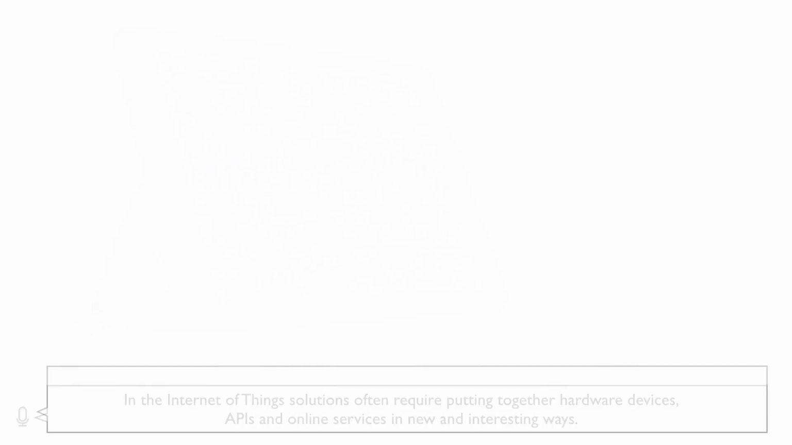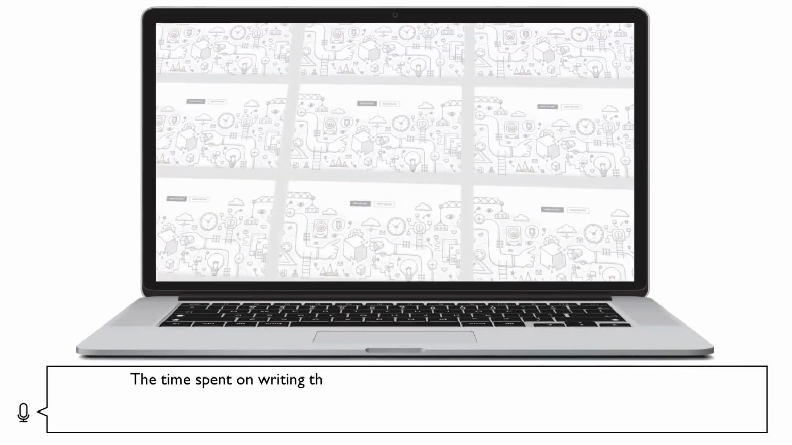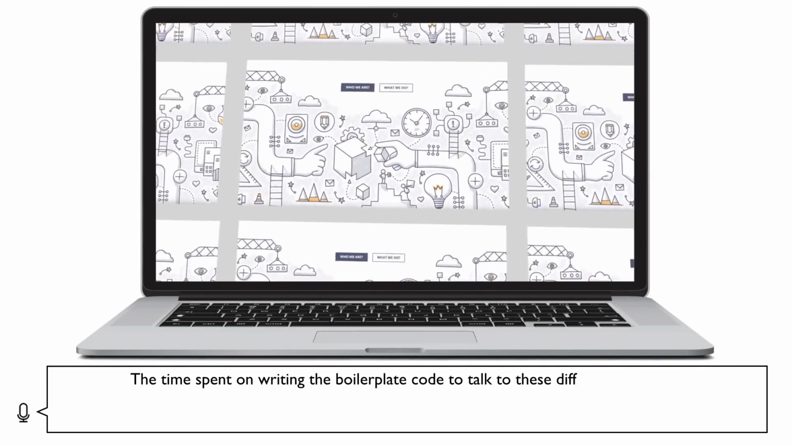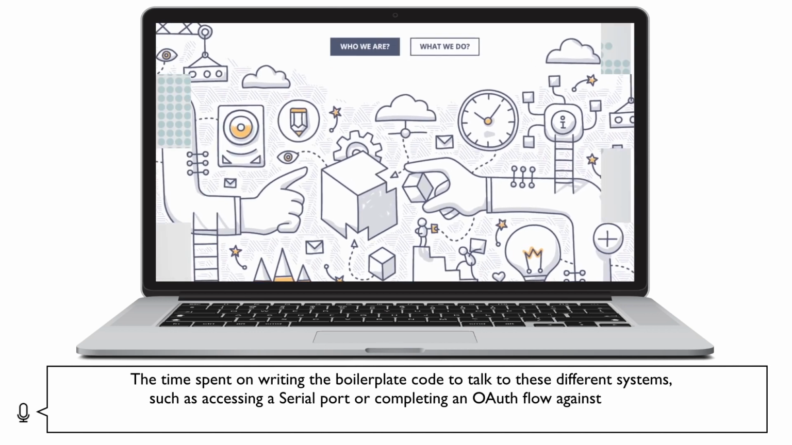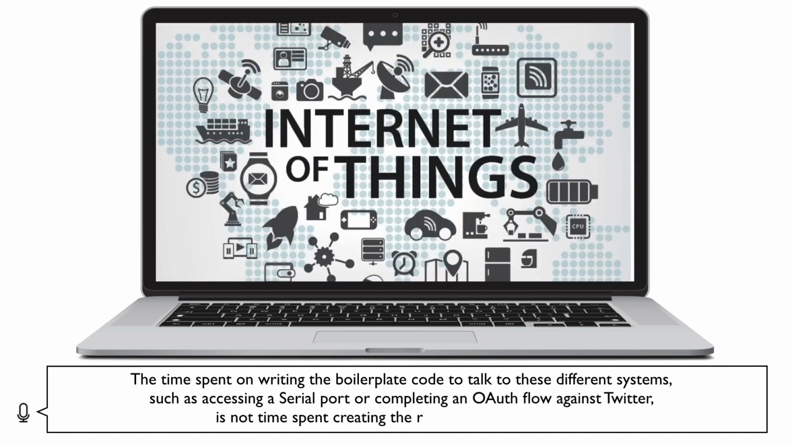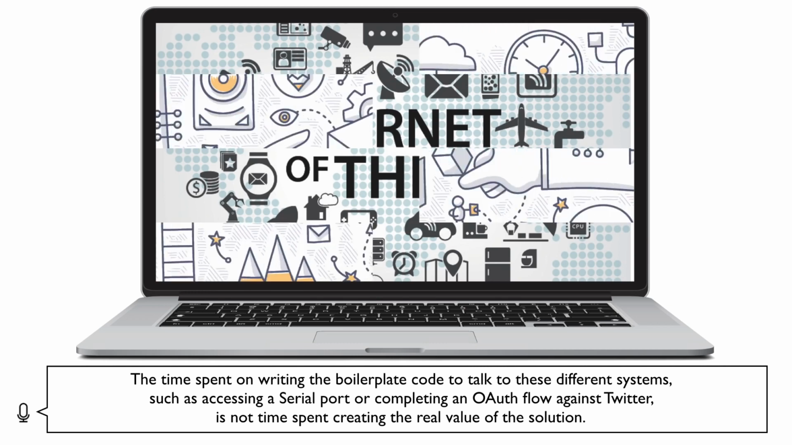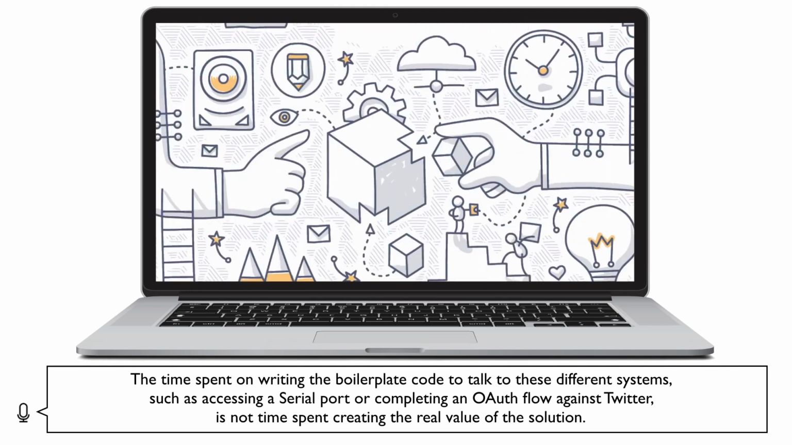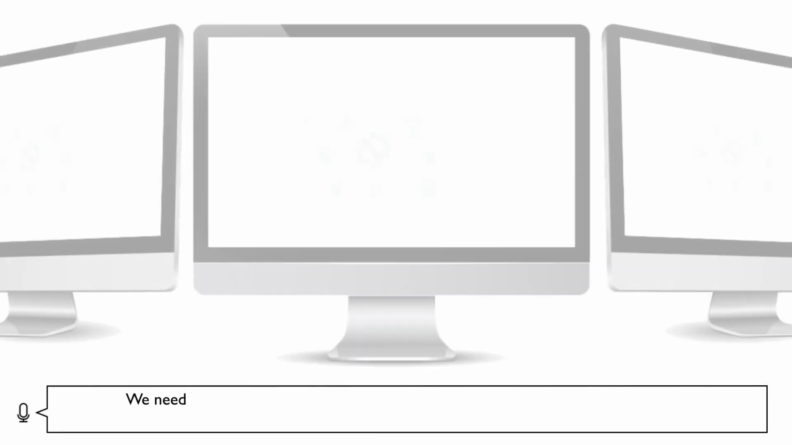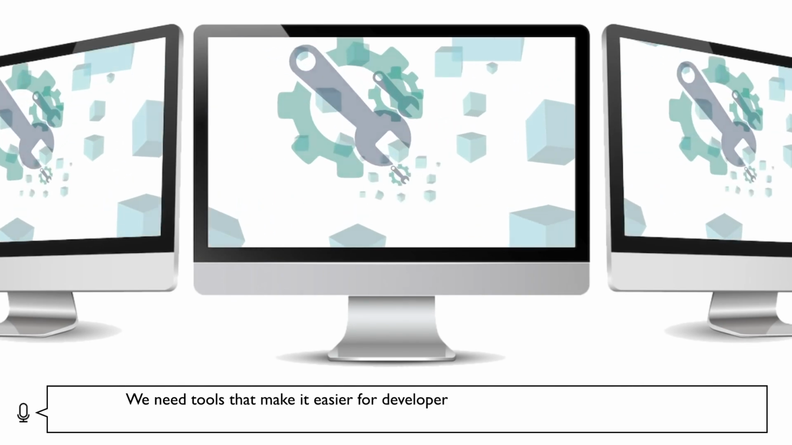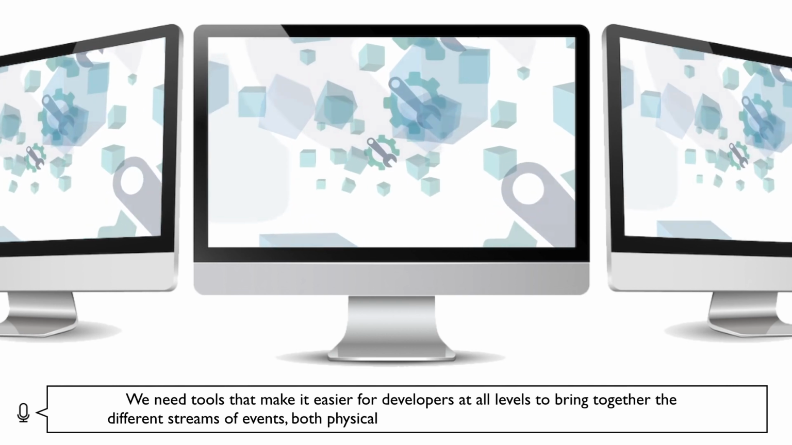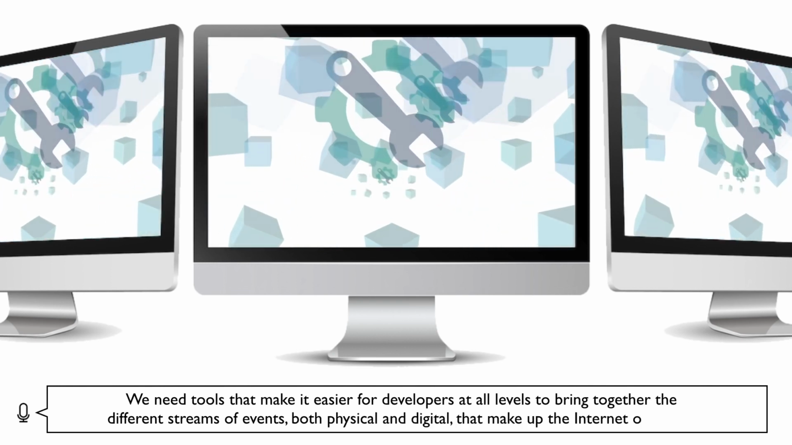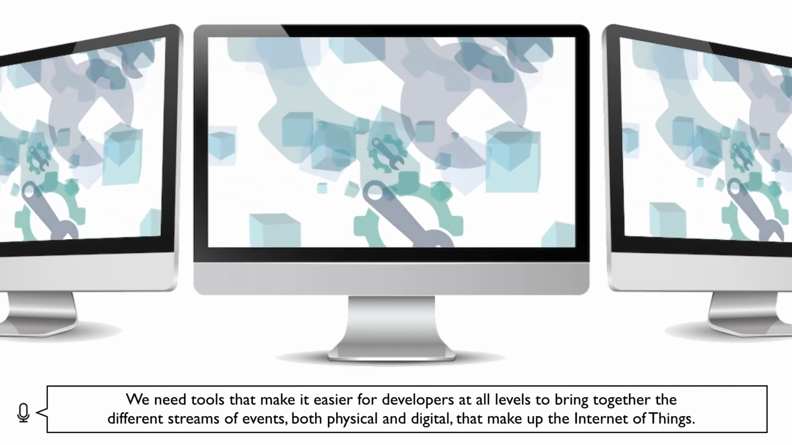ways. The time spent on writing the boilerplate code to talk to these different systems, such as accessing a serial port or completing an OAuth flow against Twitter, is not time spent creating the real value of the solution. We need tools that make it easier for developers at all levels to bring together the different streams of events, both physical and digital, that make up the Internet of Things.